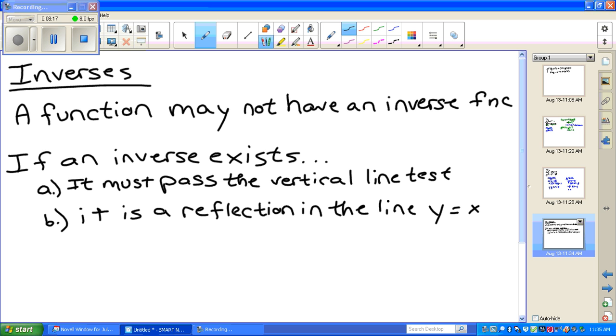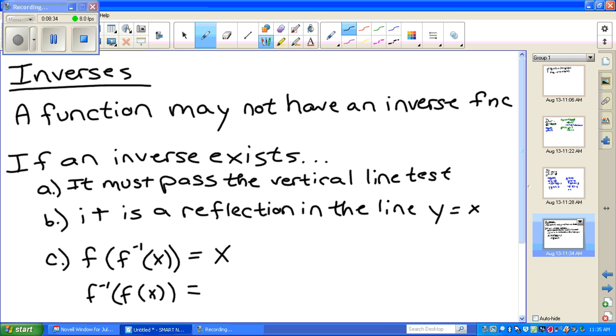And lastly, if I take the composite f of f inverse of x, that's our inverse notation, if I take the composite, it has to equal x, whether I do it this way or if I do f inverse of f of x. Because as we saw earlier, it does not matter in which way we do the composite, you're going to get x if they are inverses.